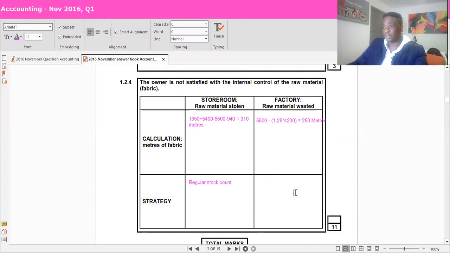And then my strategy for raw material being used inefficiently is to train our workers to become more efficient. Maybe you just have bad employees that do not know how to do their job, and you just need to train them a little bit so that they can do a stellar job.